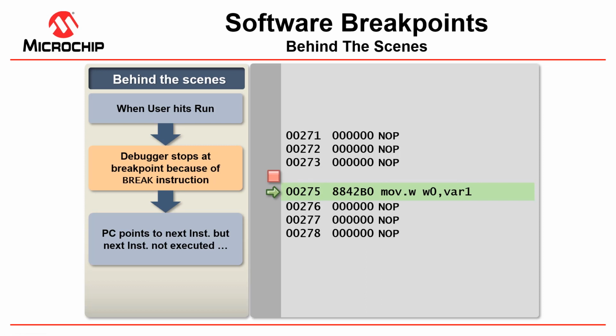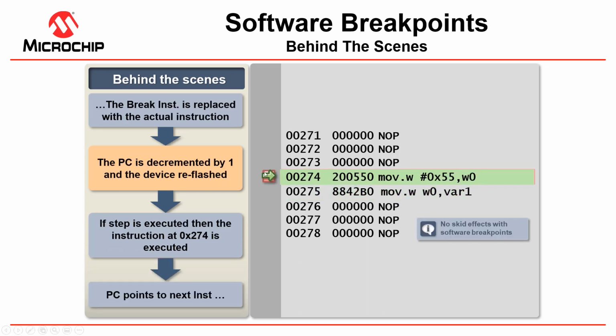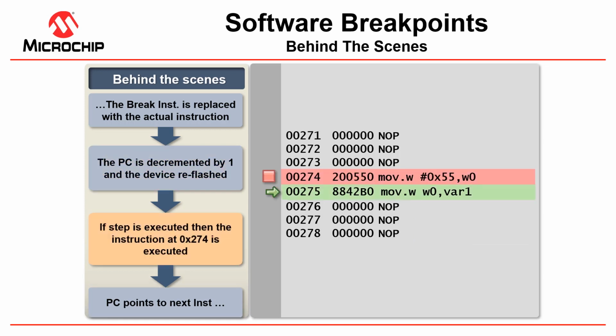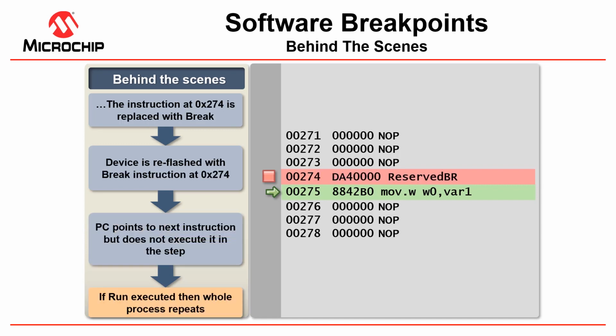The program counter, because it's executed the break instruction, necessarily points to the next instruction. So the program counter is decremented by 1 and the original instruction is reprogrammed, so the flash is programmed again. Note that there are no skid effects with software breakpoints. The original instruction is then executed as you step over or run the program. So the program counter again points to the next instruction. As you step over that original instruction, MPLAB X again puts the break instruction back by reprogramming the microcontroller so that you can hit the breakpoint again. Then the whole process repeats itself.